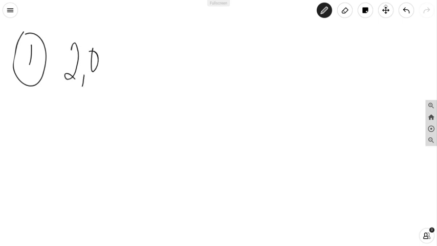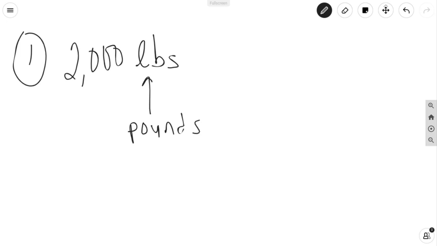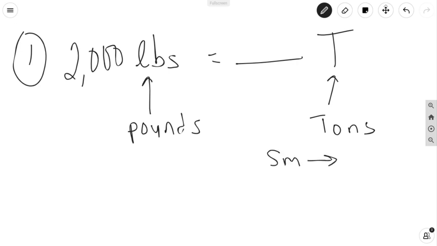Let's say we had 2,000 pounds. That's LBS. That means pounds. Okay, equals how many tons? The T is for tons. Well, one thing you need to know, same thing. I'm going from a small to a big. So if I'm going from small to big, that means I'm going to divide.